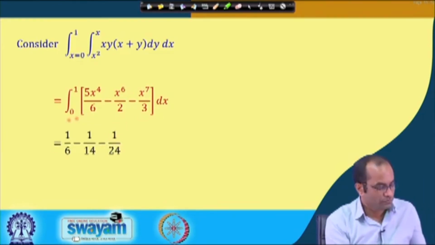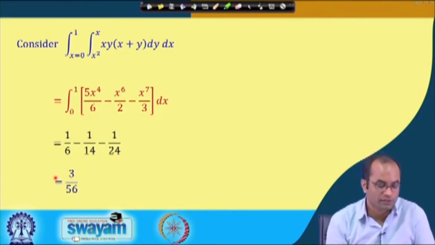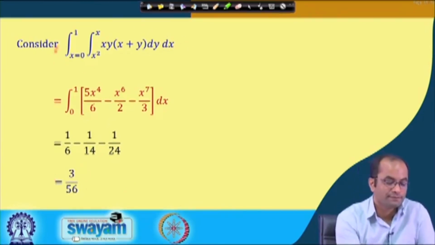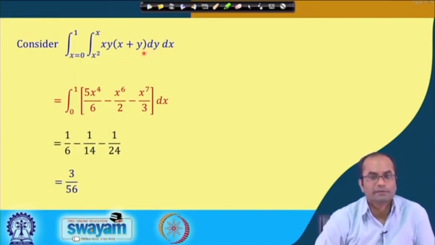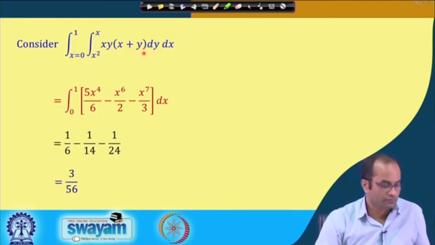So, this is the value, we can simplify this. It will be 3 by 56. So, that is the value of this double integral by taking the integral first with respect to y and then with respect to x, but we can do the other way around as well.